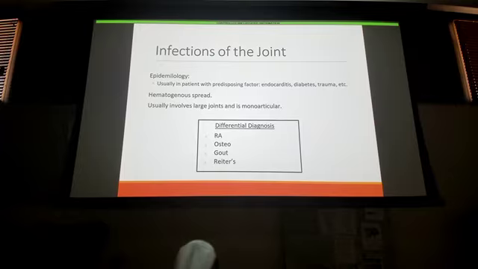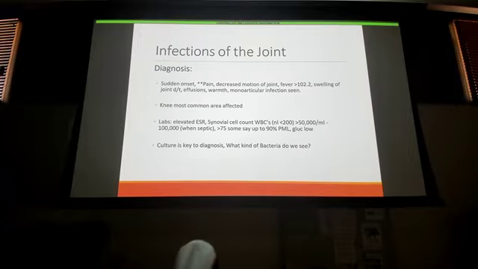All right, typically these happen with some type of predisposing factor. A lot of times there's a hematogenous spread, and it usually involves large joints and tends to be monoarticular. When you have somebody with sudden onset pain, decreased motion of the joint, fever, swelling of the joint, effusions, warmth, and it's monoarticular, you've got to think infectious etiology, especially with an elevated temperature.